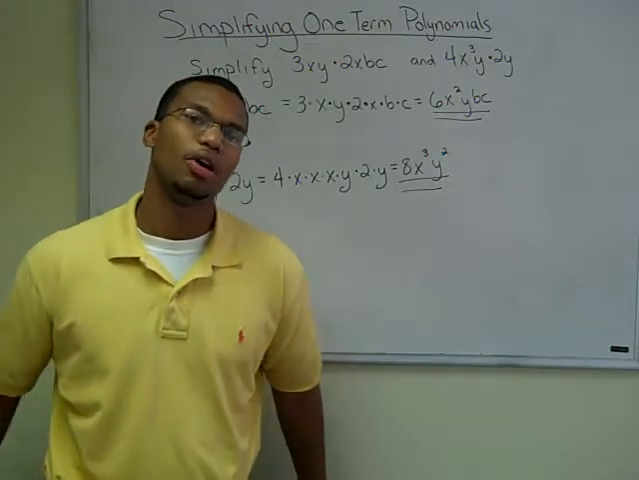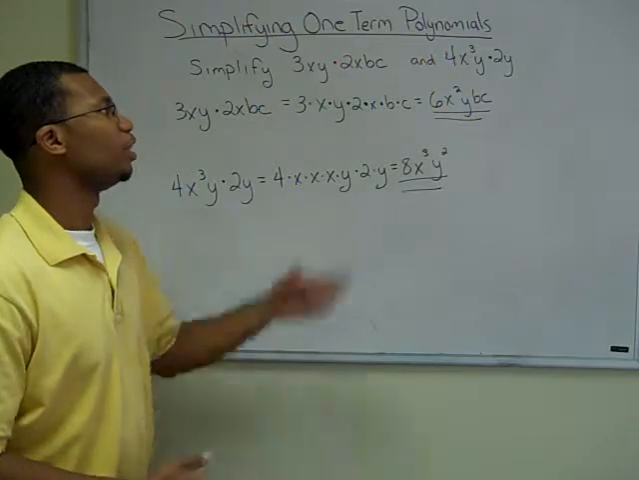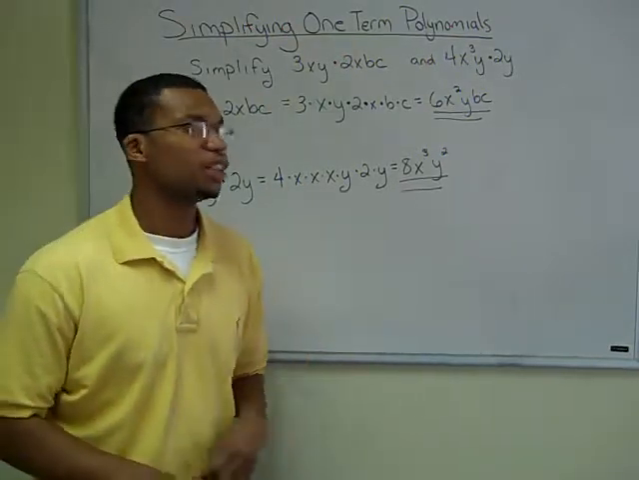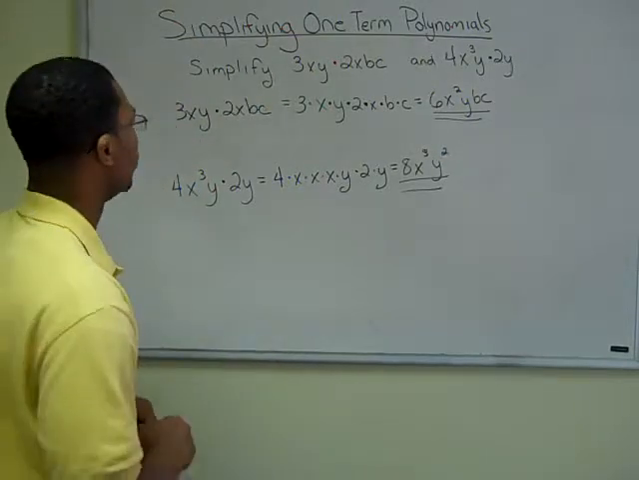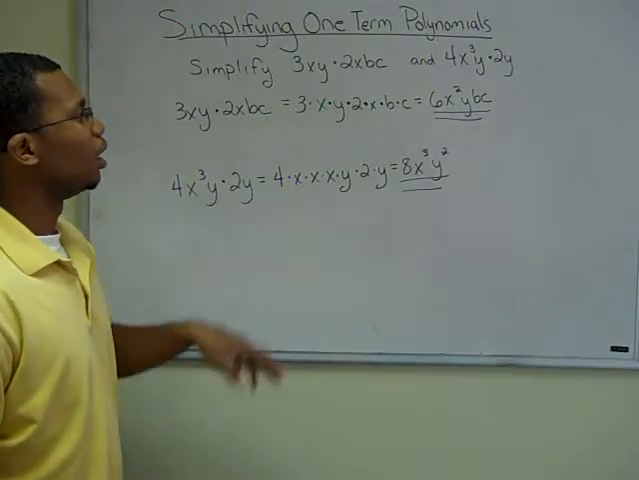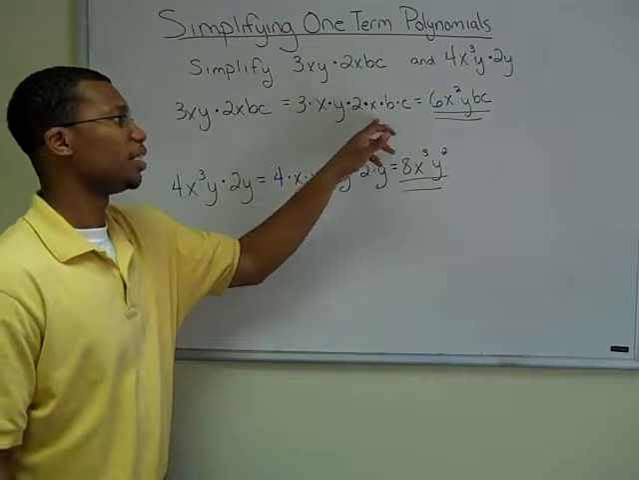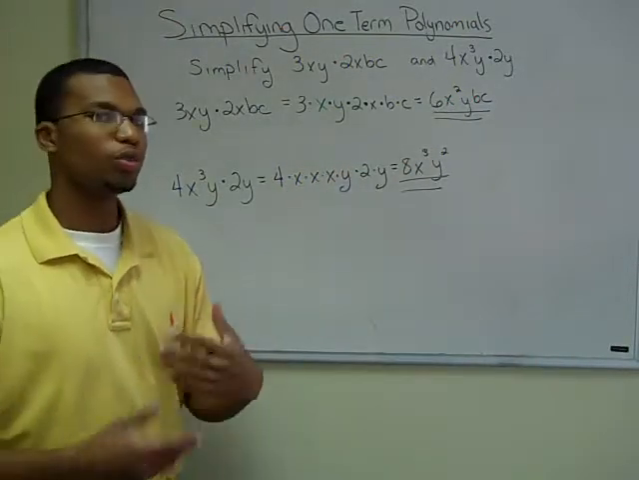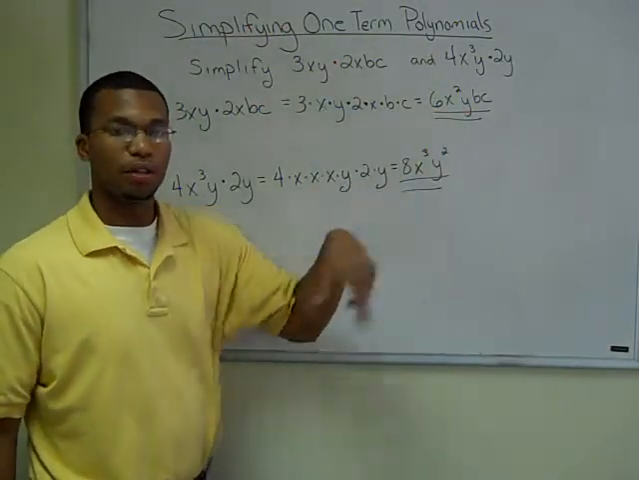Okay, now let's solve some problems. In this question, we are asked to simplify 3xy times 2xbc and also 4x to the third power y times 2y. So in the first example, 3xy times 2xbc is the same thing as 3 times x times y times 2 times x times b times c. So combining everything together with all of the rules that we learned, we know that we get 6x squared ybc.